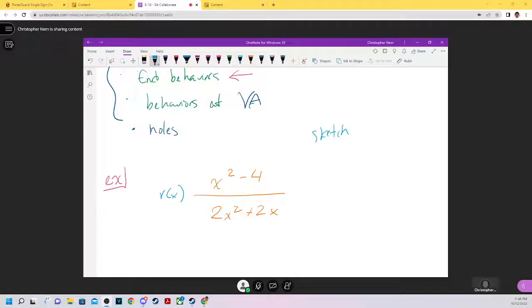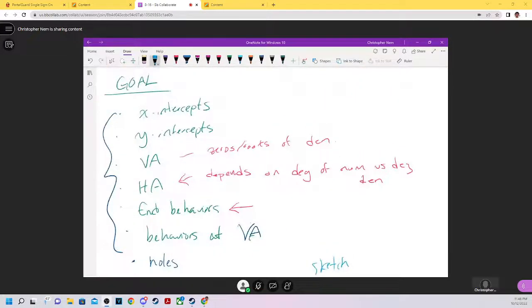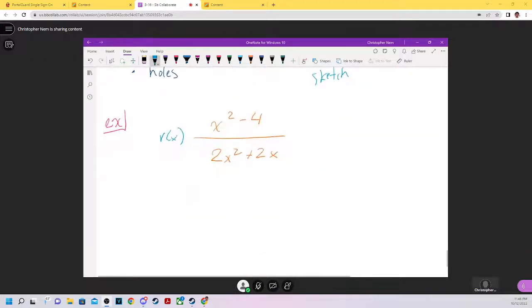So the first thing I've got to figure out is how to sketch this, and I need these four pieces first: x-intercept, y-intercept, vertical asymptote, horizontal asymptote. Now, at the end of the day, to do any of these four, it is almost always beneficial to factor first. So I would recommend factoring first.